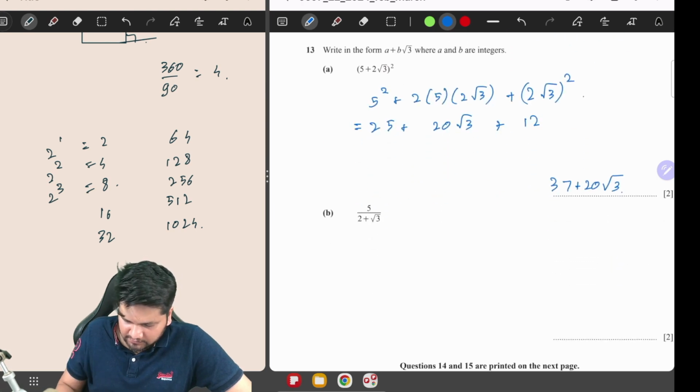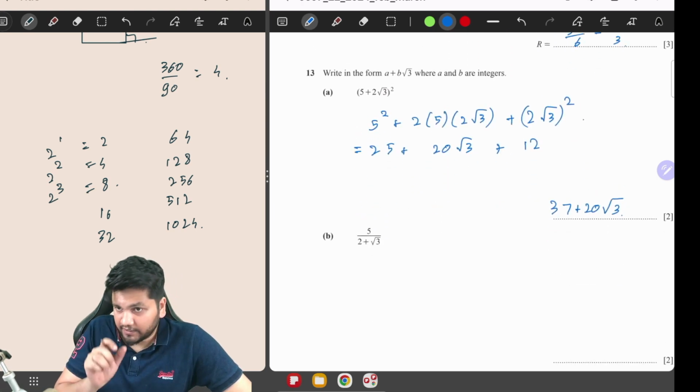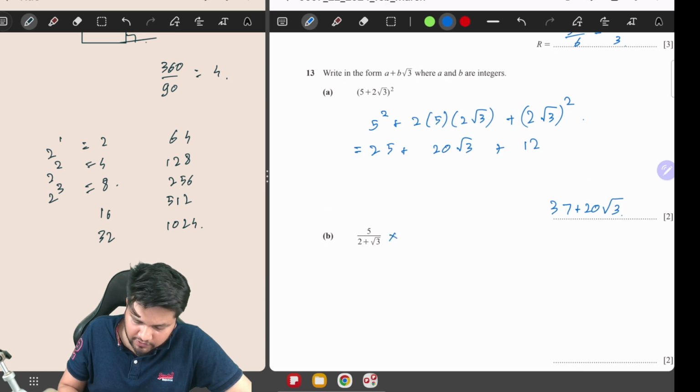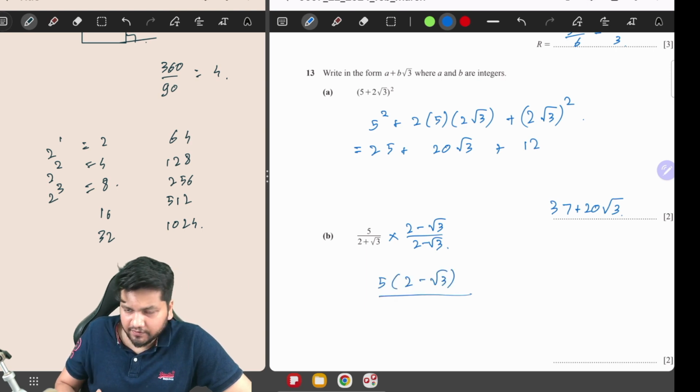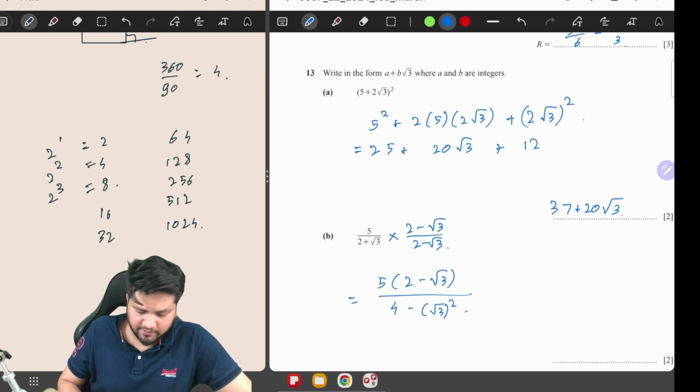B part. Rationalizing. You have to write it in the form of a plus b root 3. All you have to do is multiply by 2 minus root 3 upon 2 minus root 3. That's it. So that's going to be 5 times, again bracket, 2 minus root 3 upon, I personally prefer solving the denominator first. So it's going to be 2 square, which is 4, minus, again bracket, root 3 square, a square minus b square, a plus b, a minus b. We are multiplying by the conjugate.